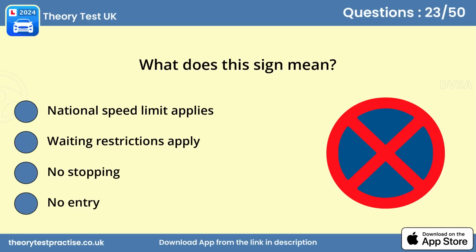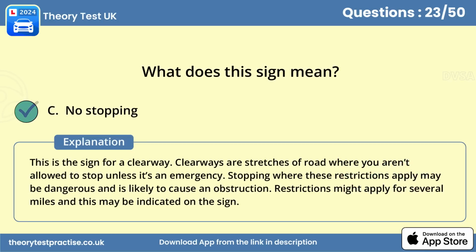Question 23. What does this sign mean? C. No stopping. This is the sign for a clearway. Clearways are stretches of road where you aren't allowed to stop unless it's an emergency. Stopping where these restrictions apply may be dangerous and is likely to cause an obstruction. Restrictions might apply for several miles, and this may be indicated on the sign.